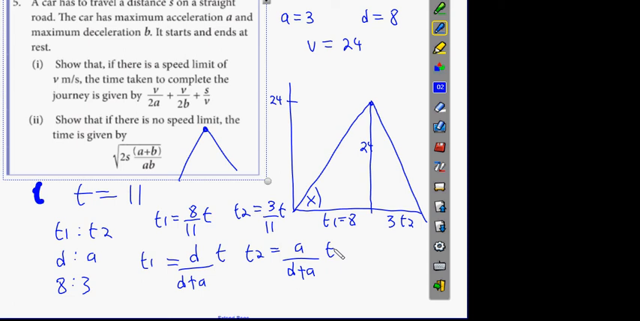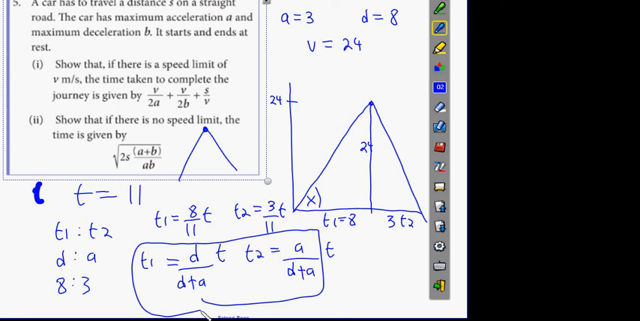D is 8. 8 divided by 8 plus 3 is 11. 8/11ths. T2 is acceleration. A is 3. A plus 3, 3/11ths. So do you see that ratio? See this here? It gets really complicated, but this is basically what you're doing.